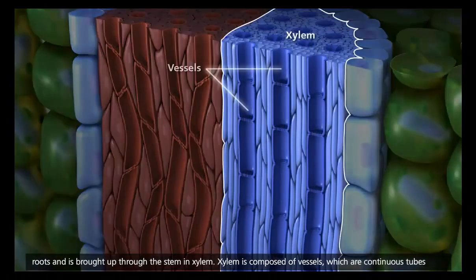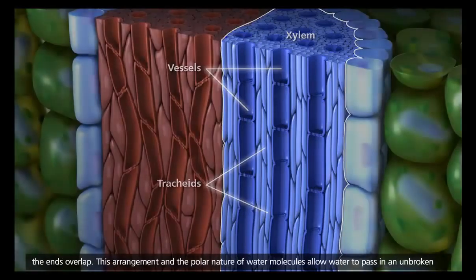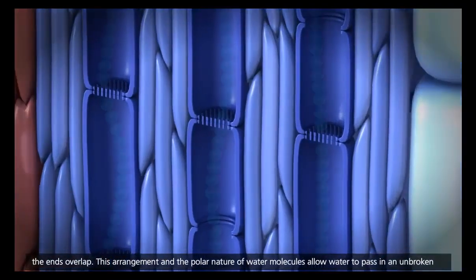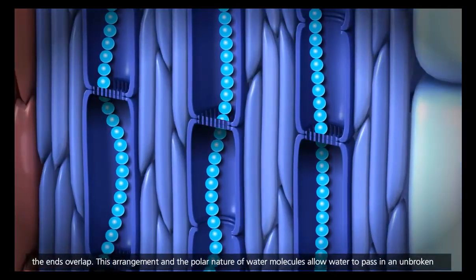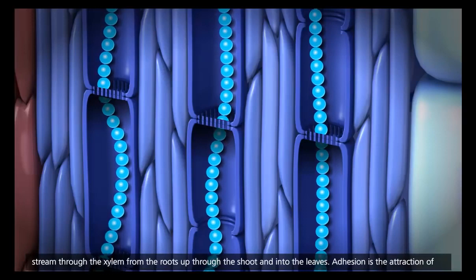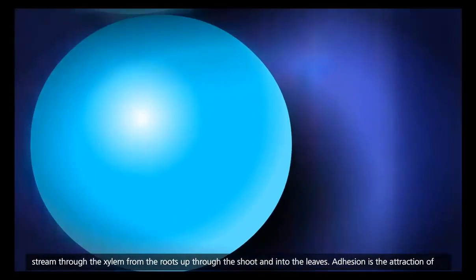Xylem is composed of vessels, which are continuous tubes formed from dead, hollow, cylindrical cells arranged end to end, and tracheids, which are dead cells that taper as the ends overlap. This arrangement and the polar nature of water molecules allow water to pass in an unbroken stream through the xylem, from the roots, up through the shoot, and into the leaves.